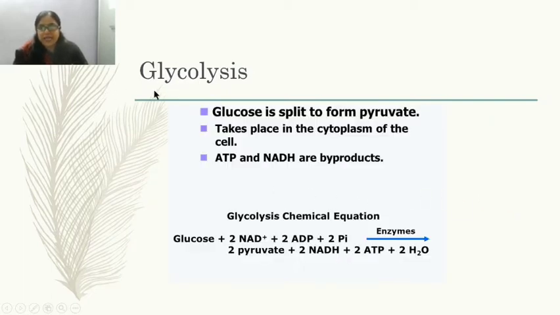So glycolysis: glyco means glucose, lysis means breakdown. So it is the breakdown of the glucose molecule. So glucose splits to form 2 pyruvate molecules. This process takes place in the cytoplasm of the cell, and adenosine triphosphate, meaning ATP, and NADH are the byproducts. So in glycolysis, the glucose breaks down into the pyruvate molecule, NADH, 2 ATP, 2 H2O. These all are the products of the chemical reaction glycolysis.